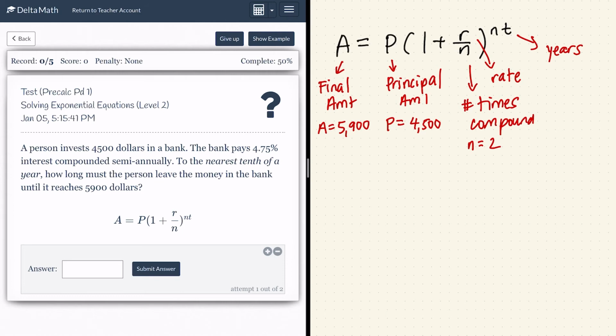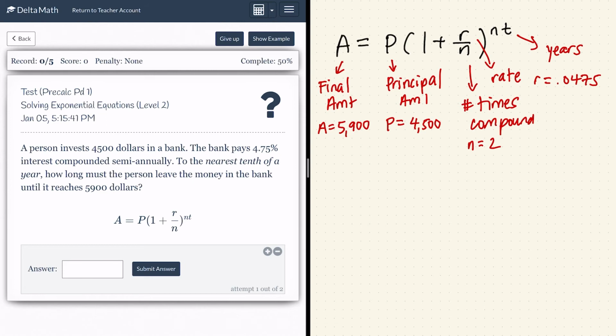So N is 2. Now R is kind of tricky. The rate is 4.75%. However, to convert 4.75% into a decimal, we need to move the decimal point 2 spaces or 2 placeholders to the left. So the rate will be 0.0475. And T, well, T is what we're trying to find.